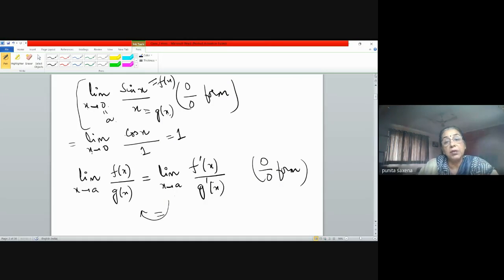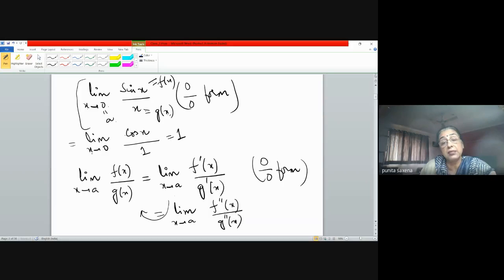So L'Hopital's rule says that no, you don't have to be stuck here, in the sense that you can again apply it, because it is a 0 by 0 form. So I forget about the fact that this was the first derivative. This is now some different function, hx. This is some different function, say lx. So it's a 0 by 0 form. That means I can apply the L'Hopital's rule again. So I can write this as f double dash x upon g double dash x, and then see whether the limit exists or not.